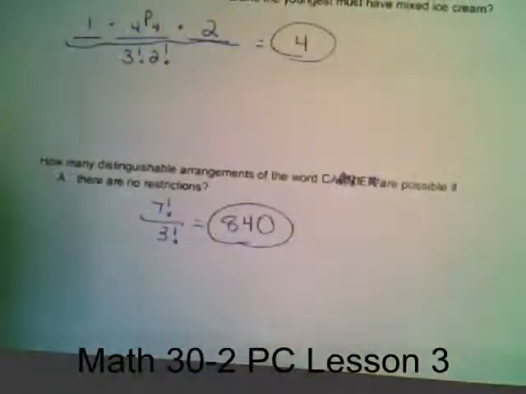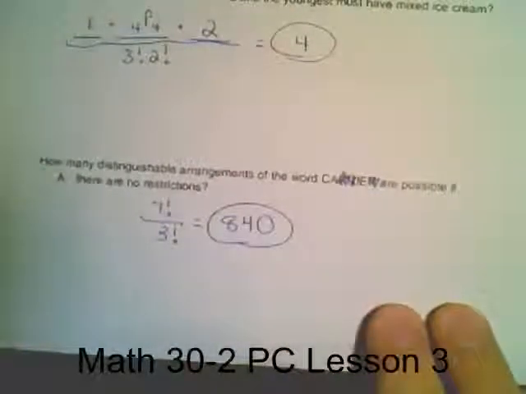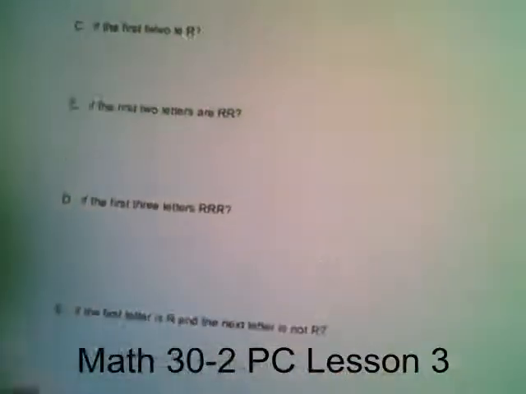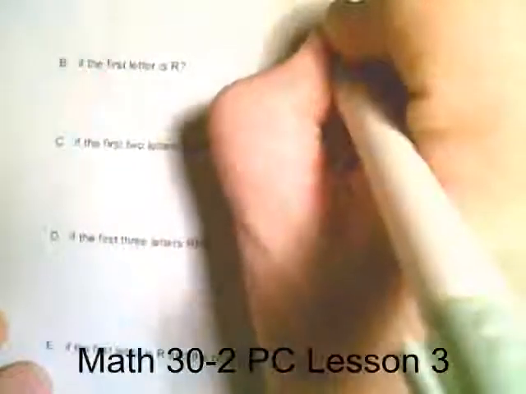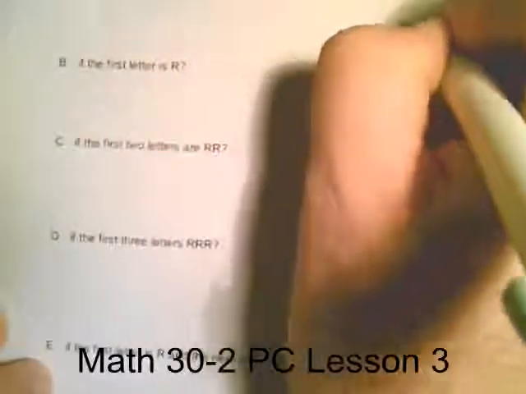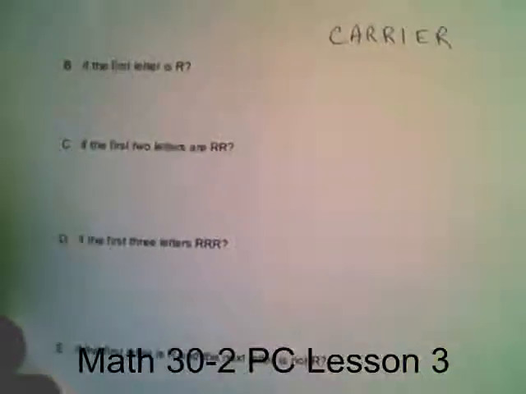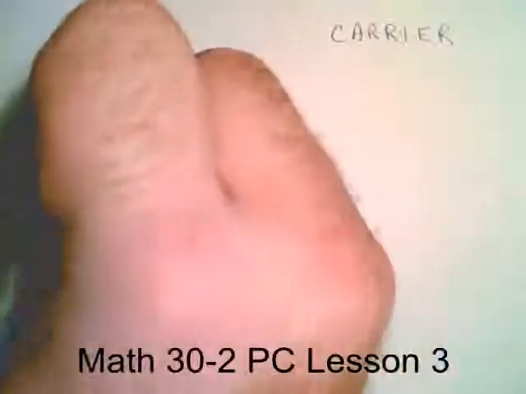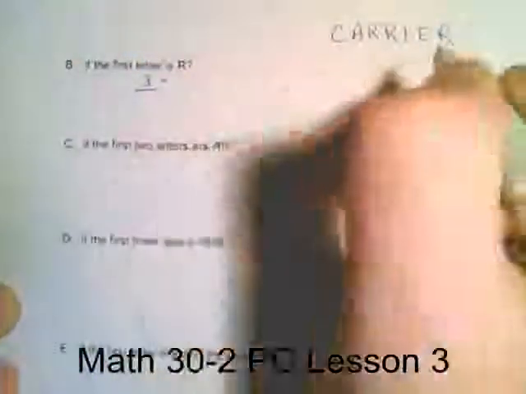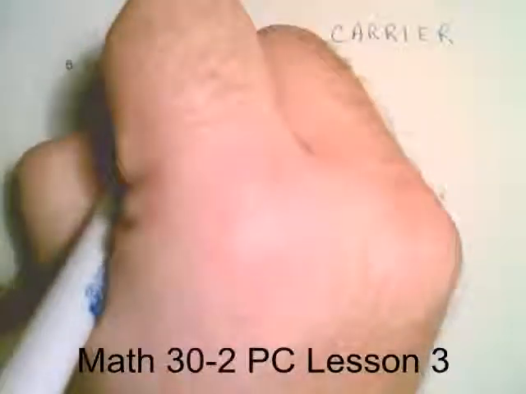Continuing on, how many distinguishable arrangements of the letters of the word carrier are possible if there are no restrictions? If there are no restrictions, there are 7 letters, so it's 7 pick 7, or 7 factorial. And what else have I got? I've got 3 R's, so I'm going to divide by 3 factorial. And so 7 factorial divided by 3 factorial is 840. So I've divided out the repetitions.